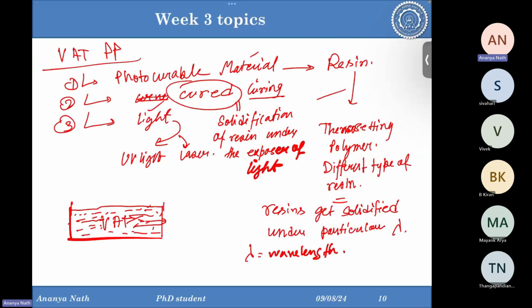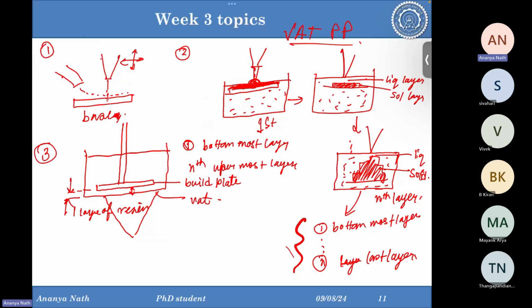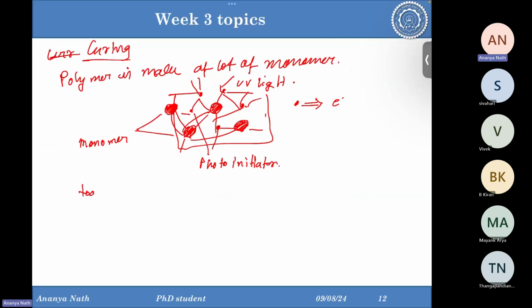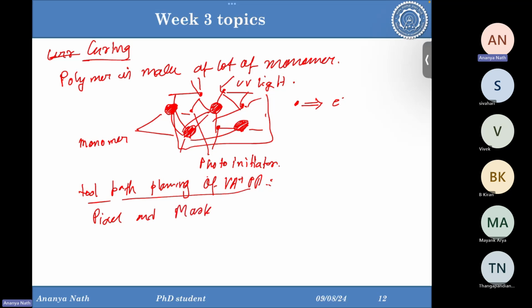But what I haven't discussed till now is the tool path planning of vat photopolymerization. So again, I said in tool path planning here, pixel and grid and mask are used. So how are they used?